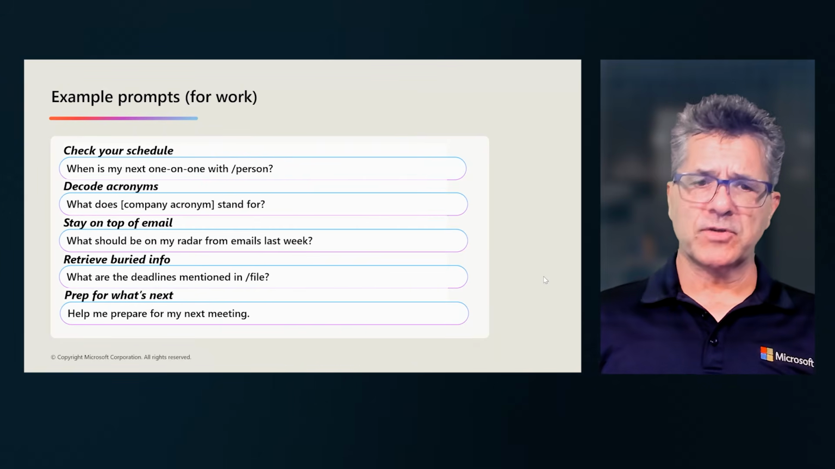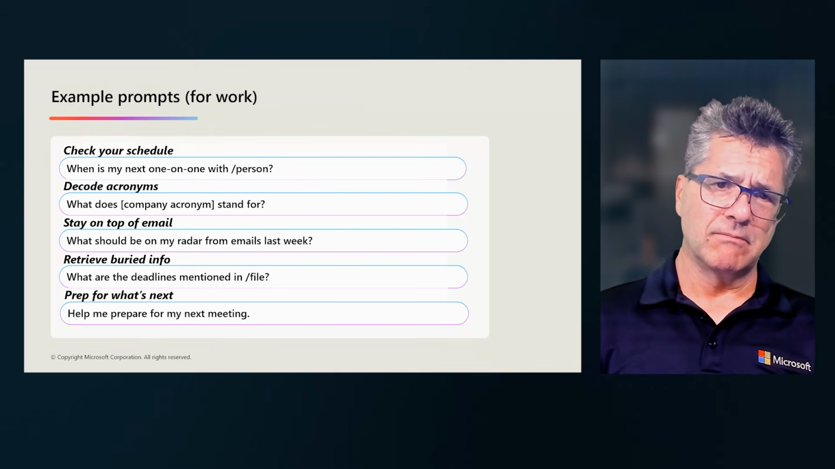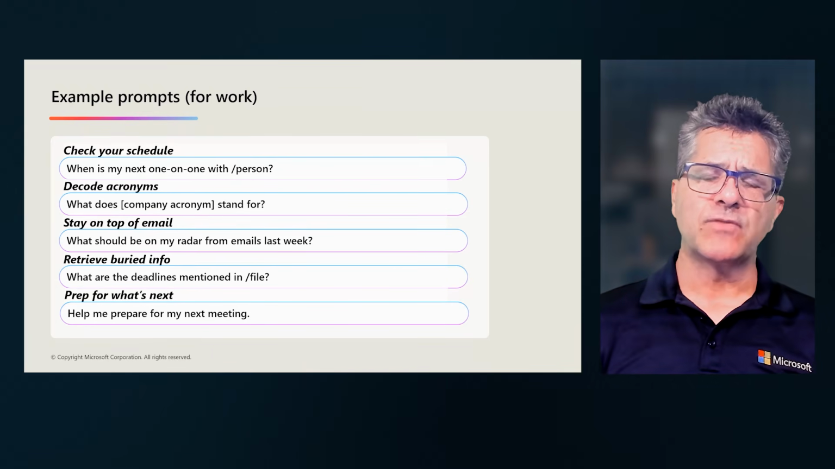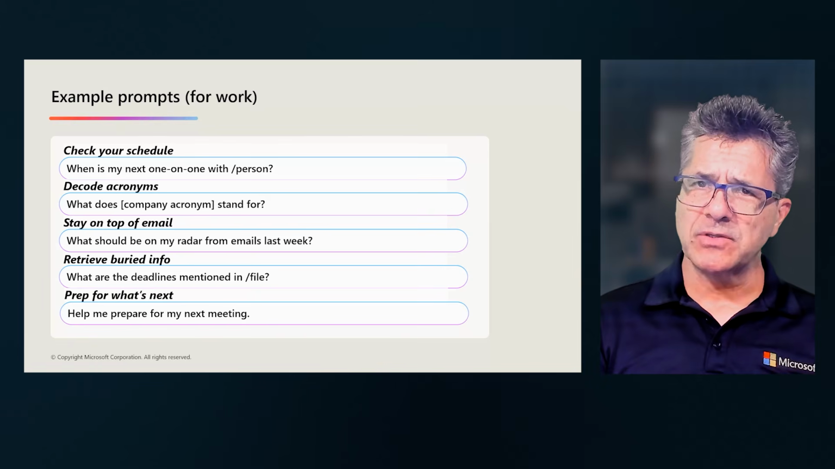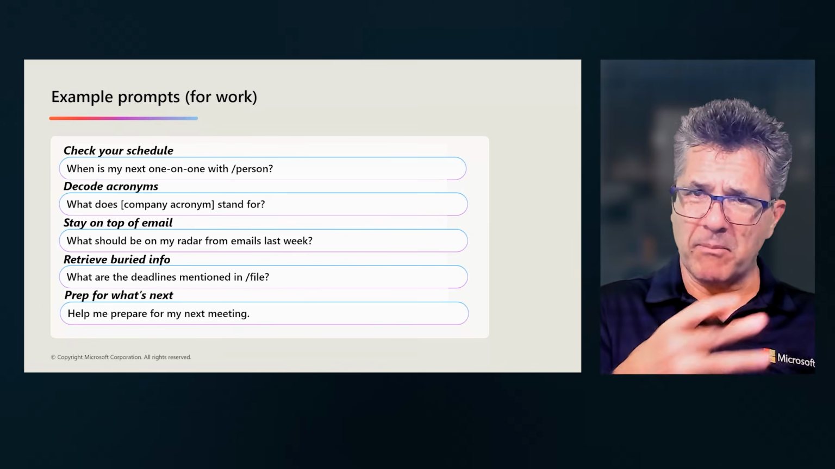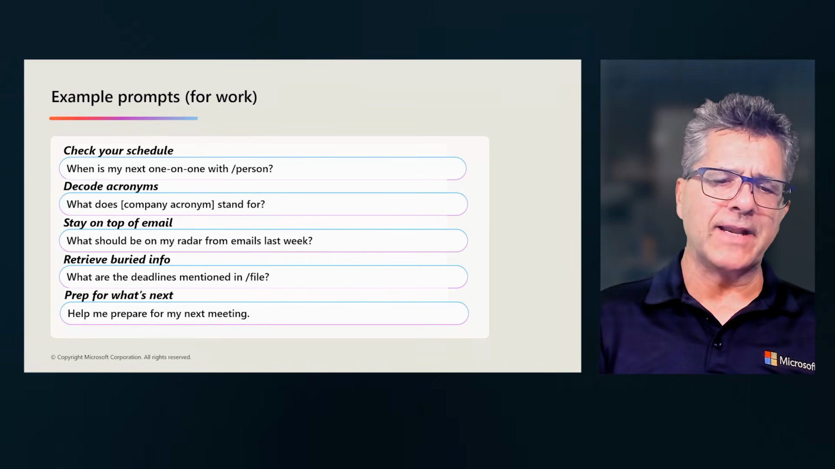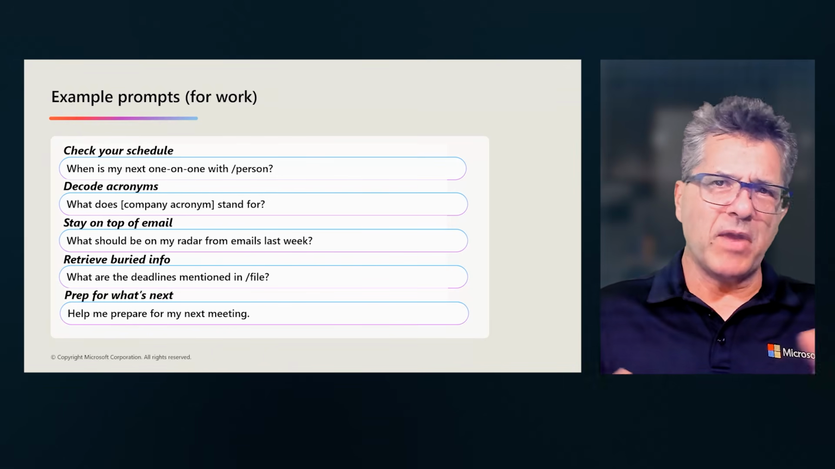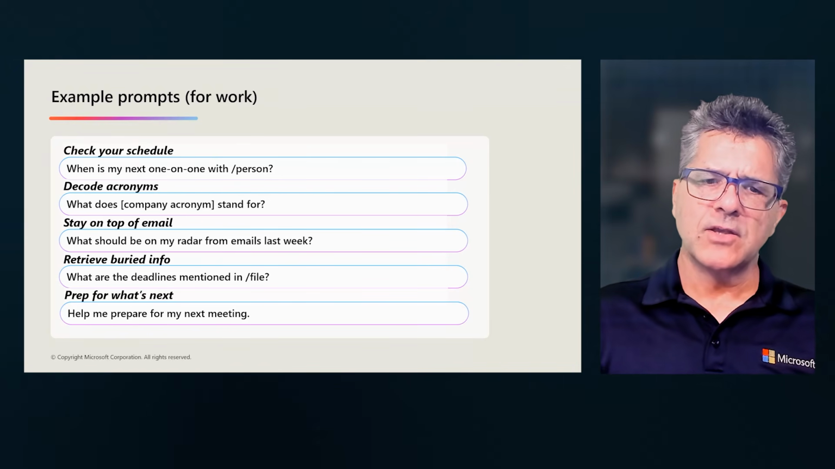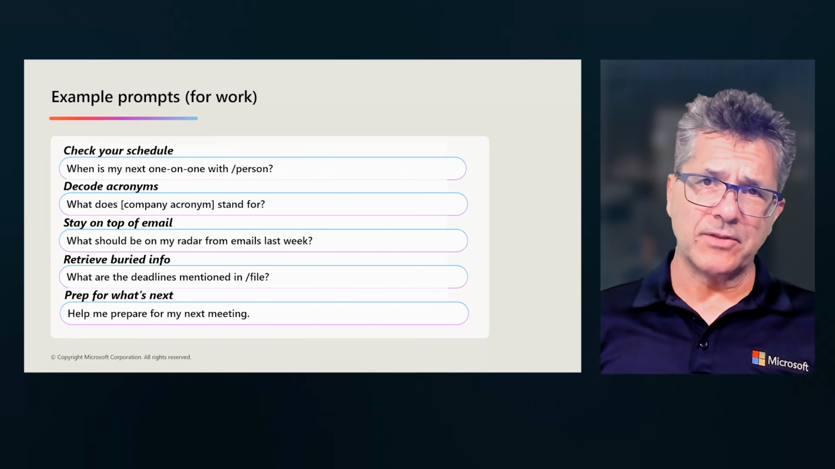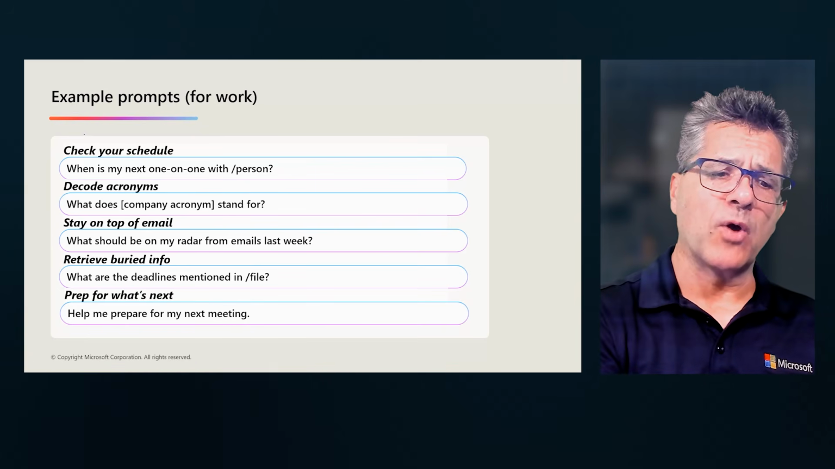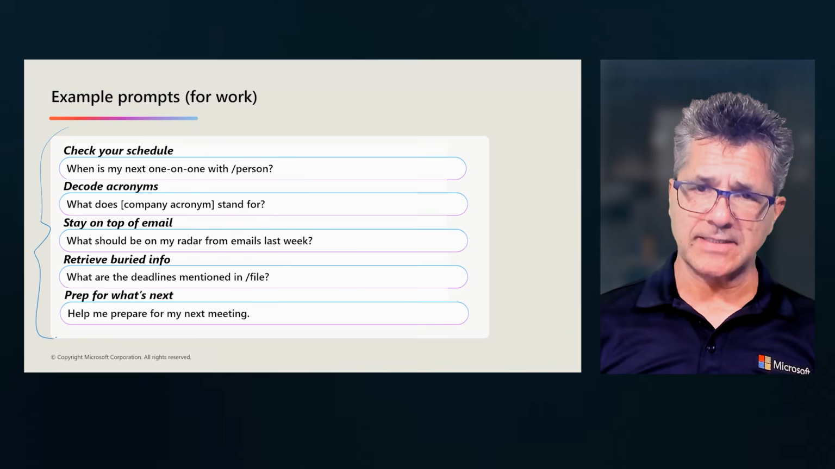A couple more examples. This is in a workplace, right? If I am using it with my license, for example, maybe I want to check the schedule. I also want to, maybe I have some company acronyms that I want to find out, check my emails based on my chats, my conversations. So if I do have my Copilot 365 license, I can use prompts such as these, for example.